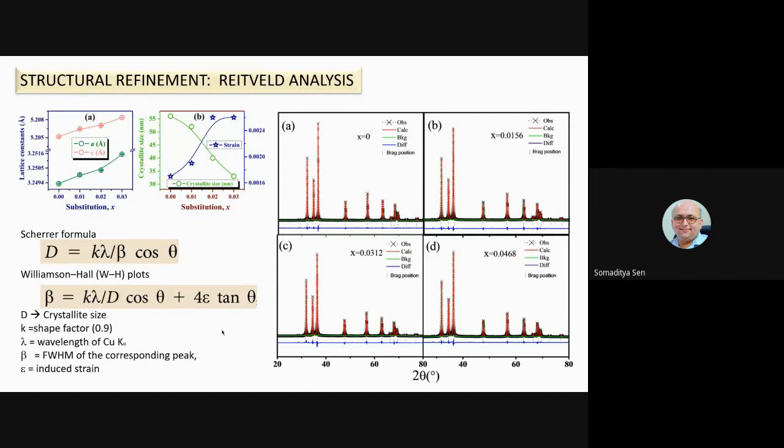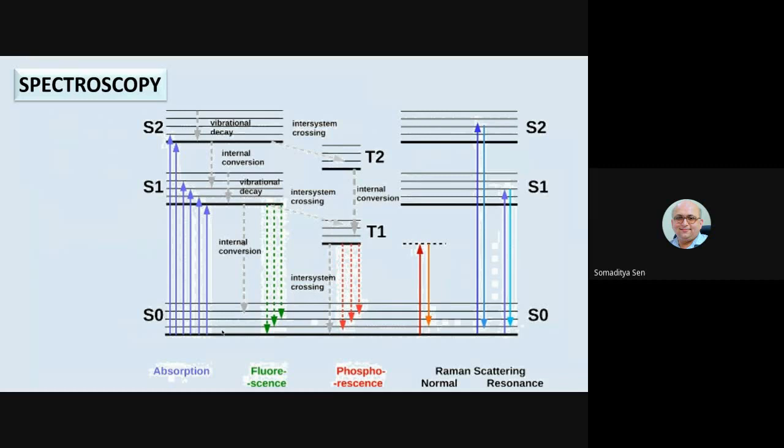So you understand that you can modify the bond lengths, bond angles, and the lattice parameters, and also the strain in the lattice, and control the size of the material due to these things. Now, every material, to be understood properly, needs spectroscopy, and spectroscopy has different forms.